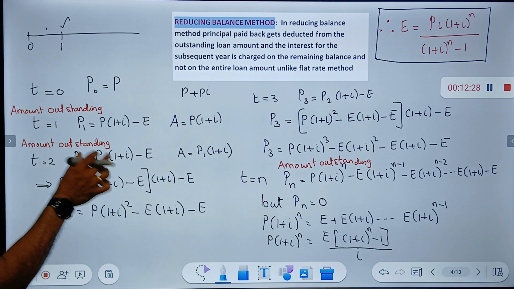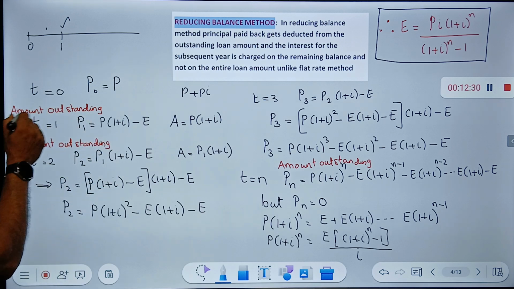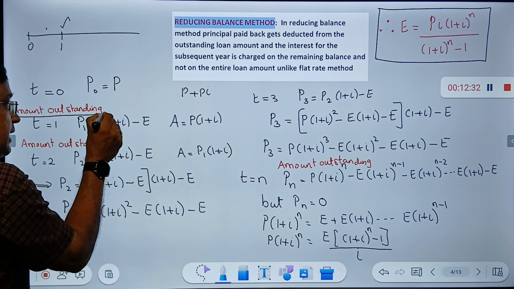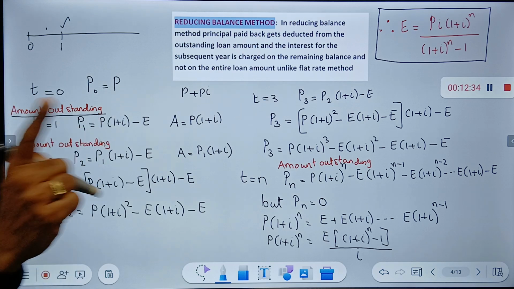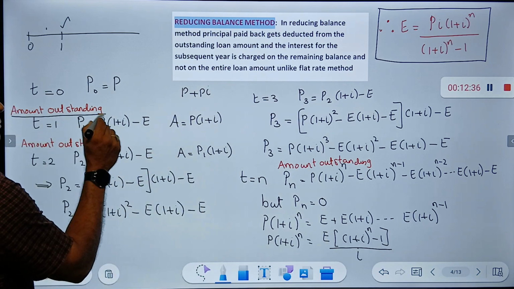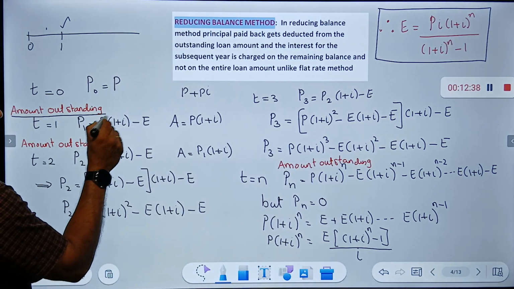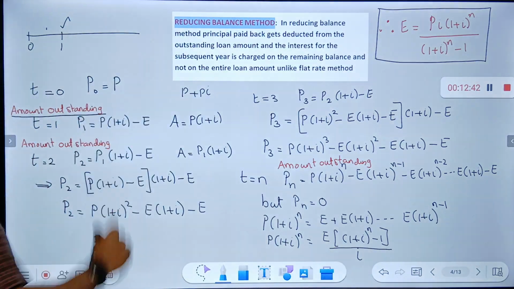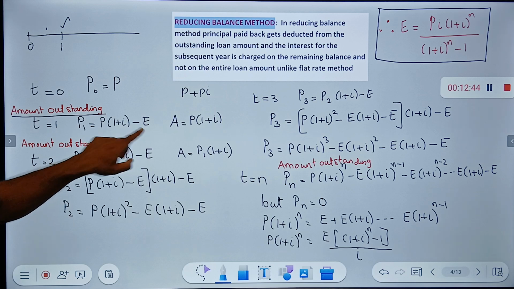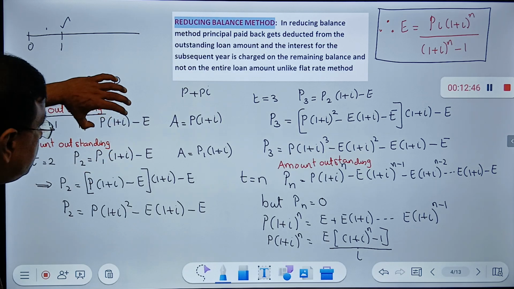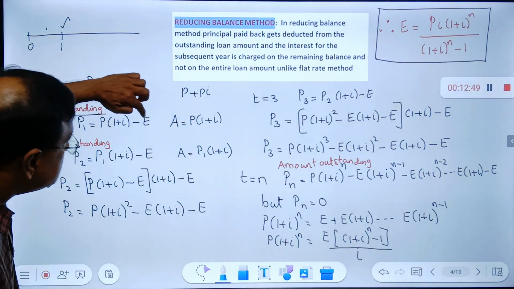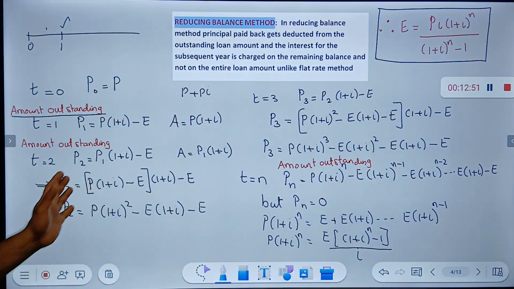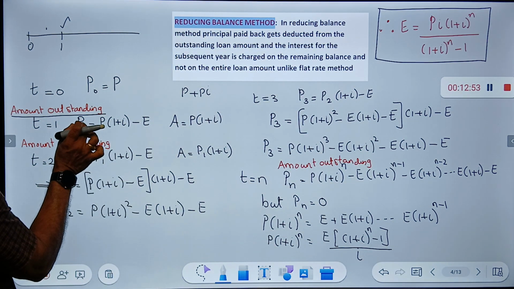Now, what is the new principal? The new principal will be the amount outstanding at the end of the first payment. What is that? The amount that you paid. What is that? P into 1 plus I minus the EMI. This E is the EMI. So P into 1 plus I is the amount I have paid minus the EMI. Okay. So this is my new principal.